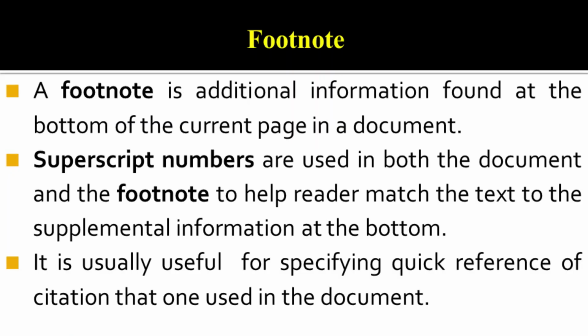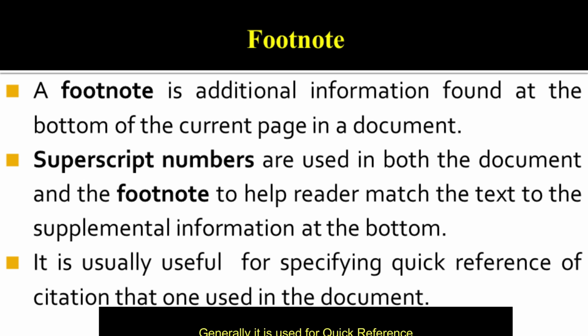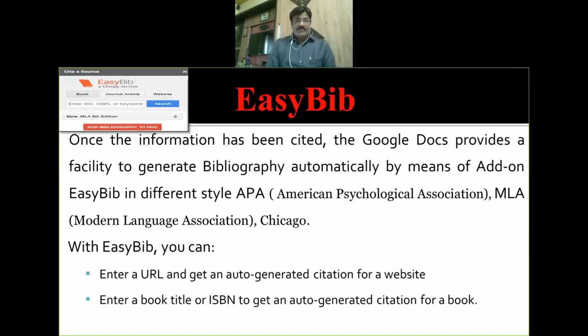APA, or it may be MLA or Chicago. So how does it provide this facility? By entering the URL, known as Uniform Resource Locator, to get an auto-generated citation for the website, or you can also enter the book title, ISBN, or keyword in order to find out the details of that particular book. So we will discuss this.